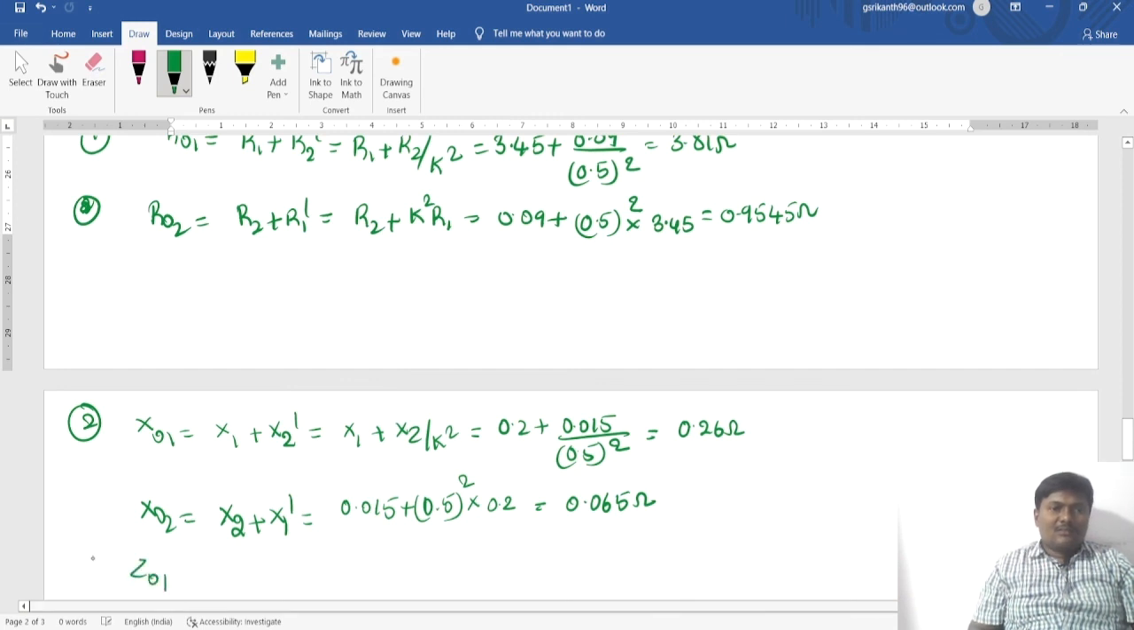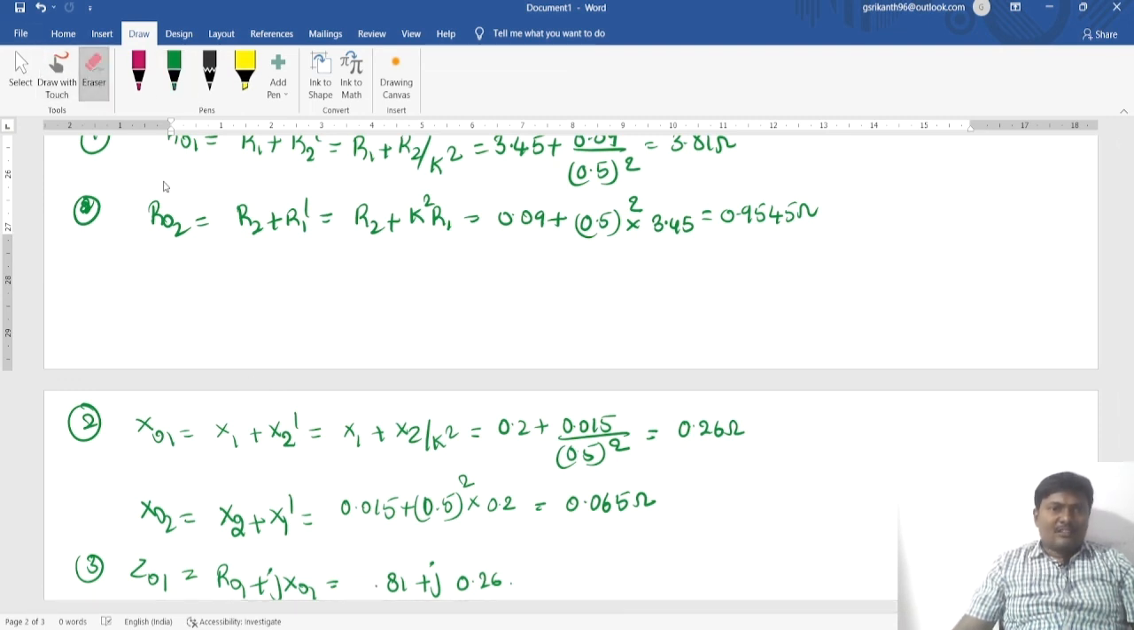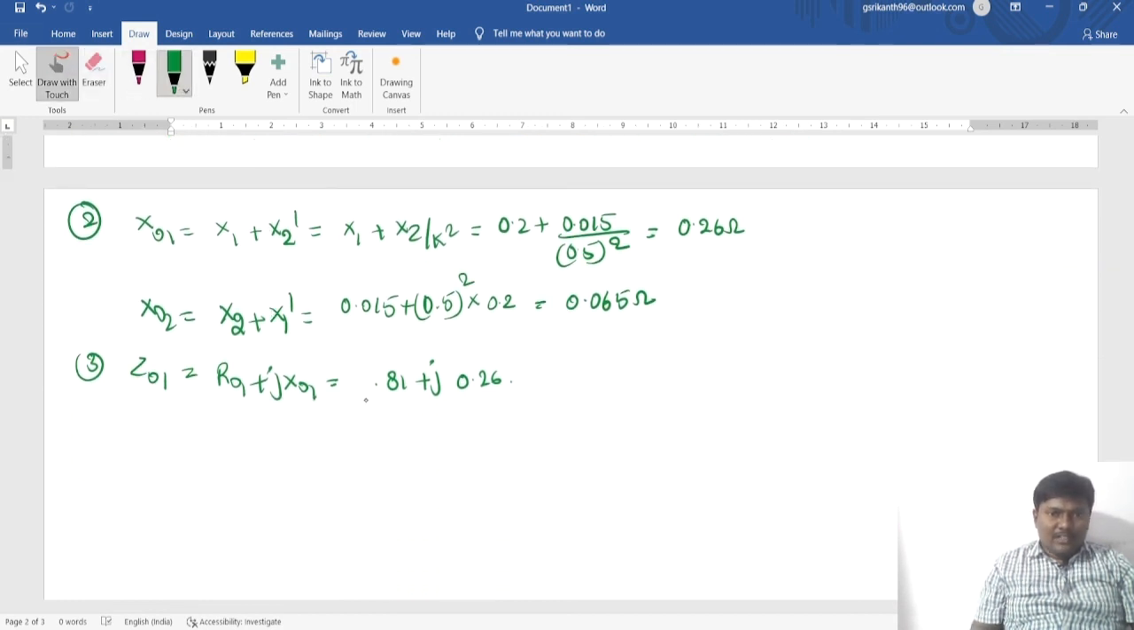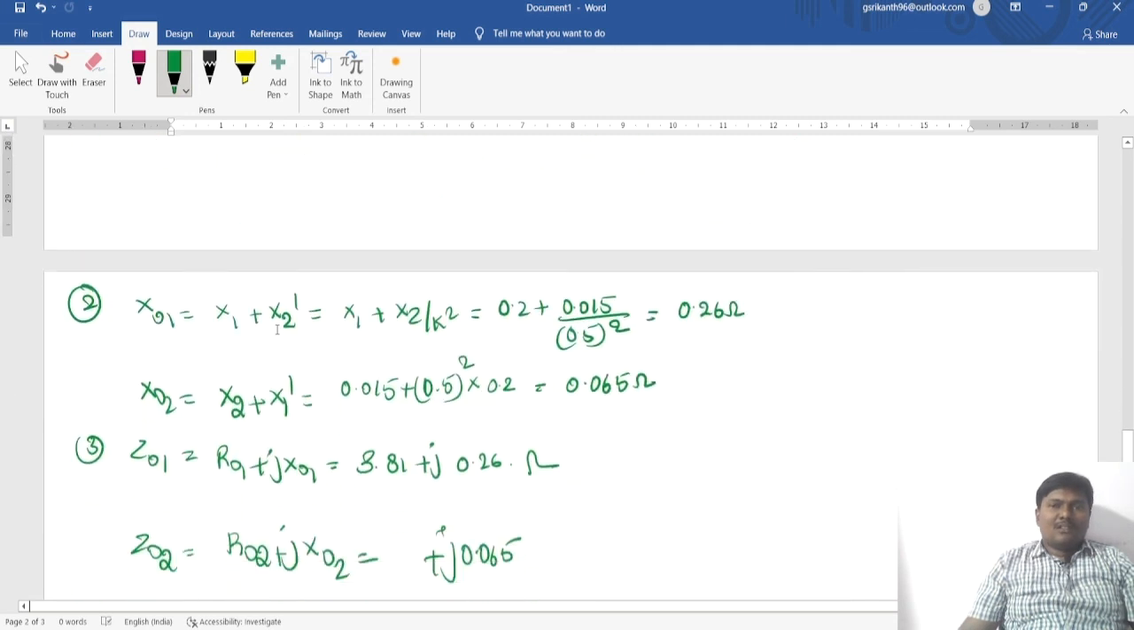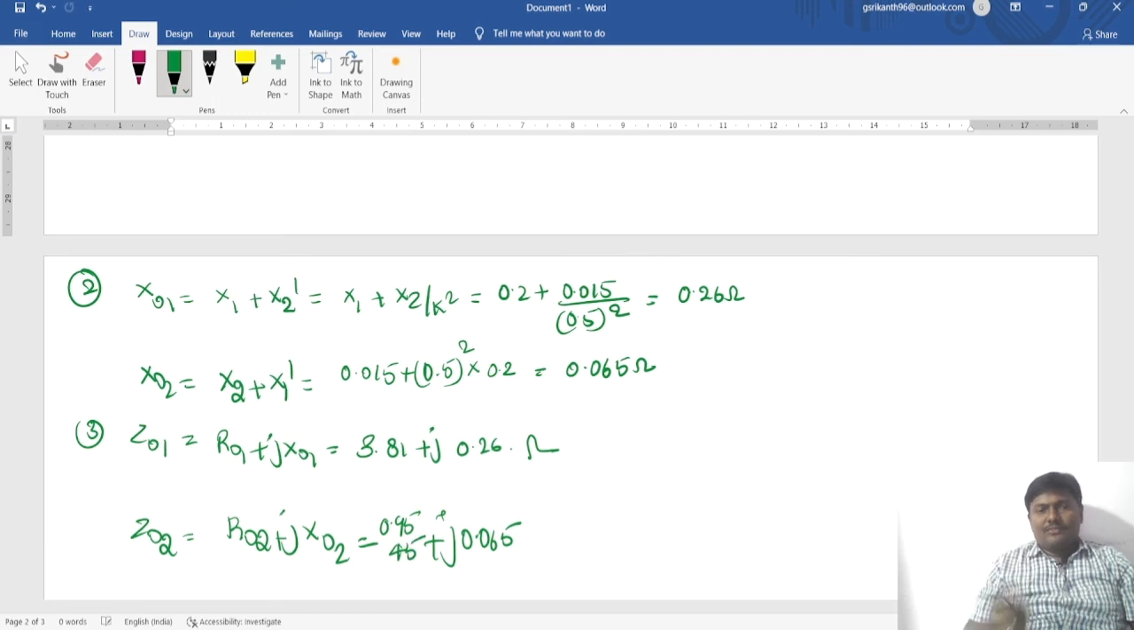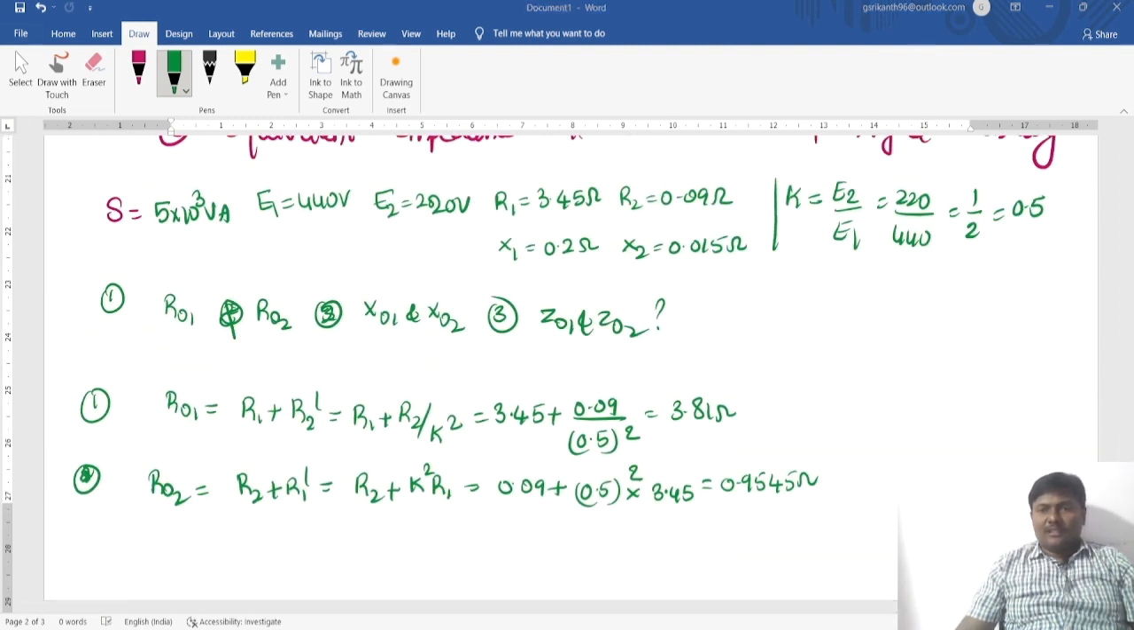Then Z01 is equal to R01 plus jX01, so 3.81 plus j0.26 ohms. Z02 is equal to R02 plus j times X02. This is the total impedance when referred to secondary. So 0.9545 plus j0.065 ohms. You can find the magnitude as well as the angle. So for Z01, the angle you can also find out. Here also you can find the magnitude and the angle, tan inverse of imaginary part by real part. Thank you.